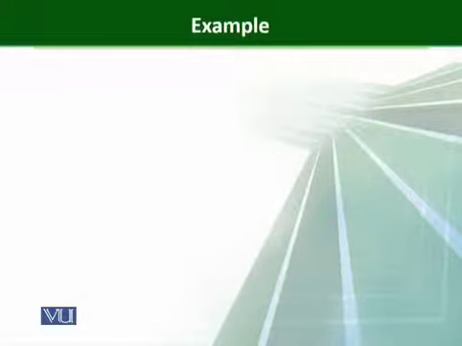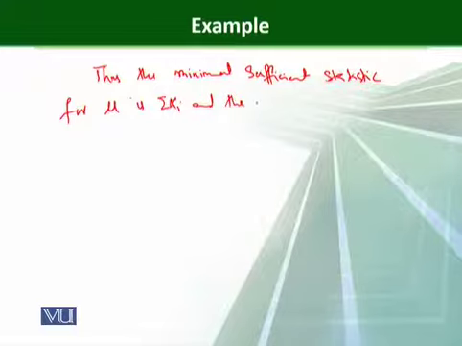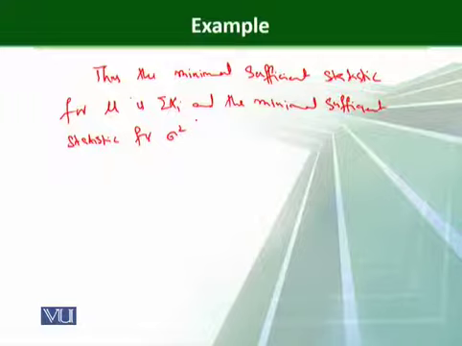So thus the minimal sufficient statistic for mu is sum xi and the minimal sufficient statistic for sigma square is sum xi and sum xi square.